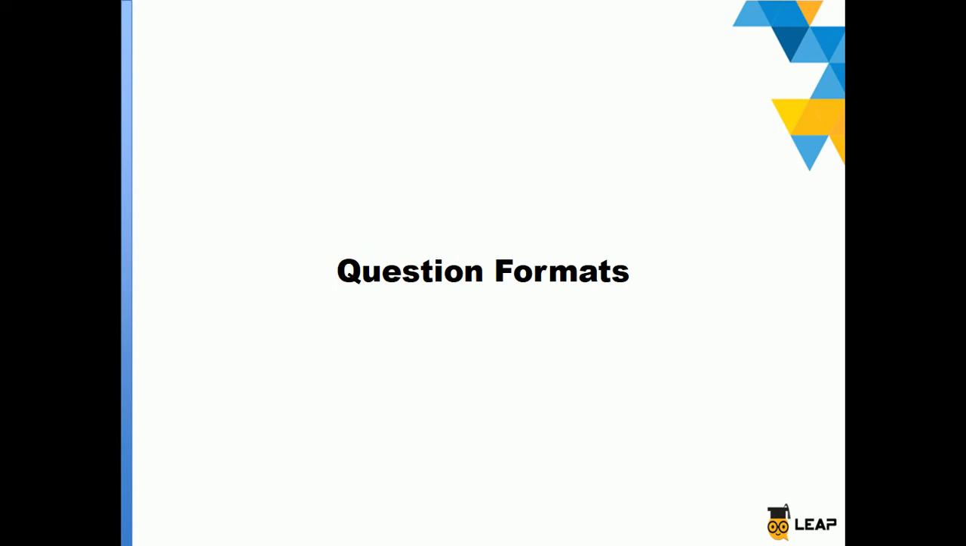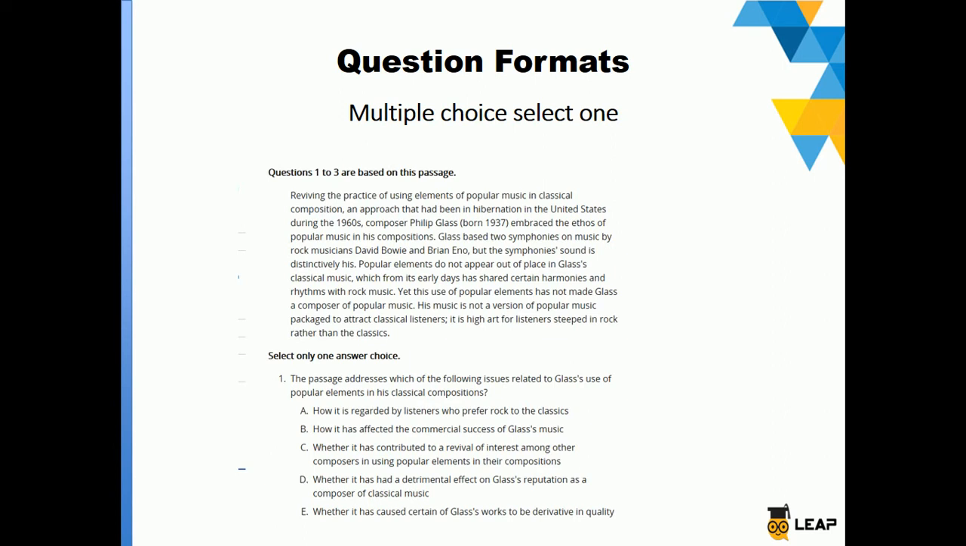Right. Now let's go into the question formats. For starters, let me tell you about the multiple choice question format, which is of course the most common. This is where you are asked to select only one answer choice. You see the passage, you read it, and then you're given a question to answer. You know that only one of your options is the right answer. You select that and you submit, and that's about it.